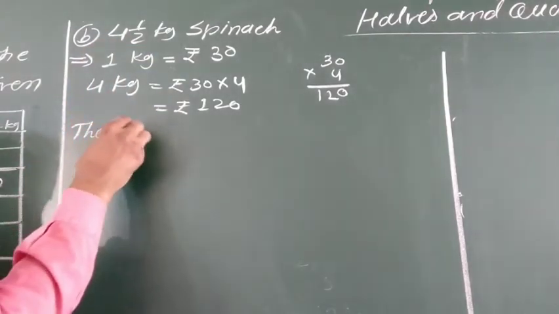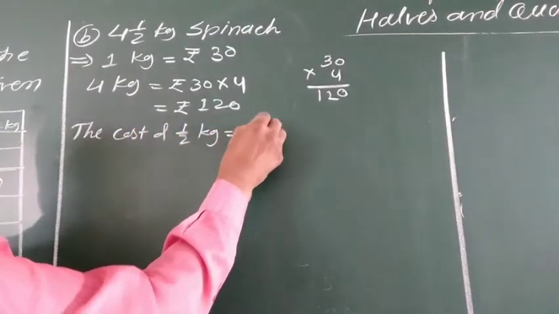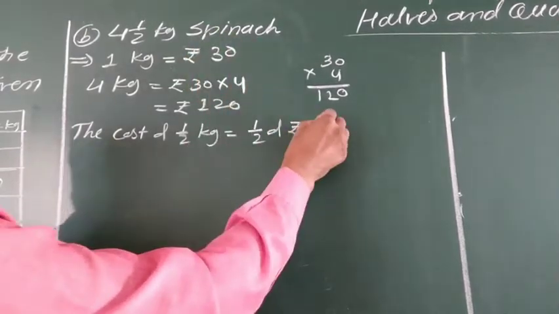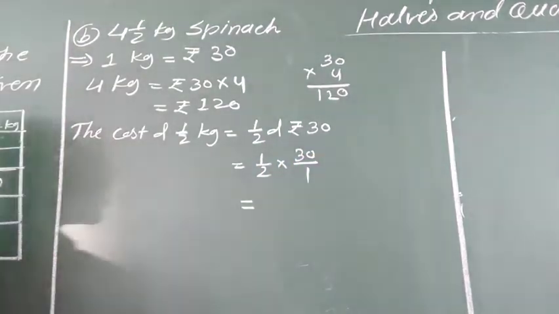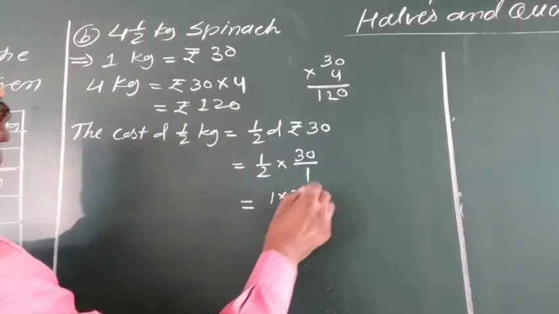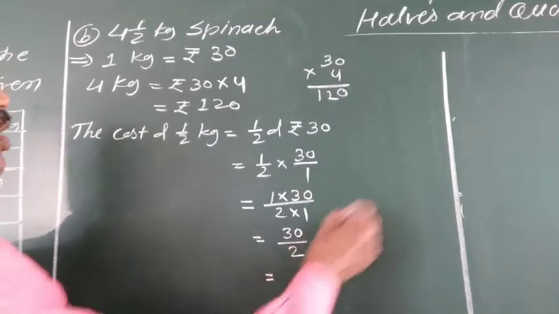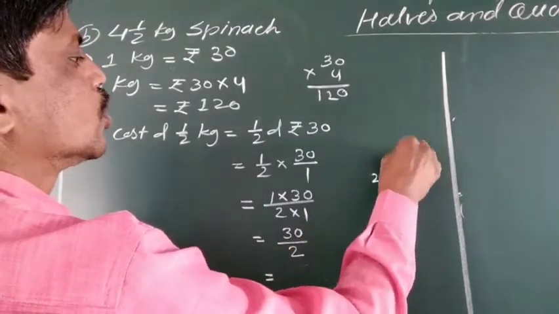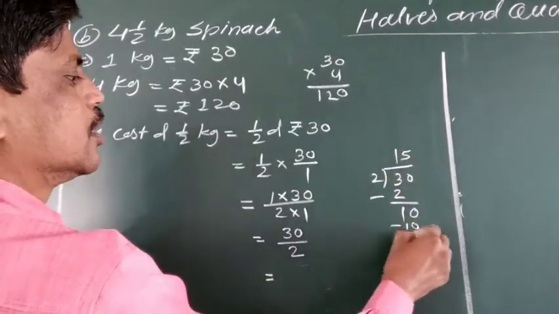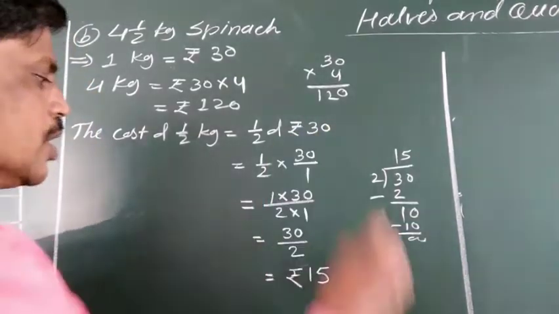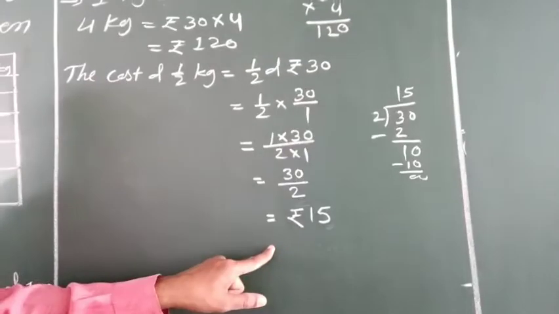Now the cost of half kg is half of rupees 30. Half into 30 by 1. It is 1 into 30 and 2 into 1, then 30 ones are 30, 2 ones are 2. Now divide 30 by 2: 3 minus 2 is 1, then 0, and 2 fives are 10. It is rupees 15. So that is the cost of 4 kg, and this is the cost of half kg. Now we have to find the total cost.